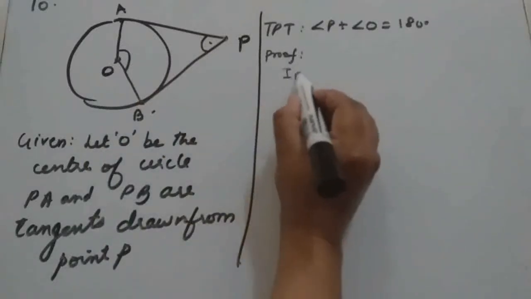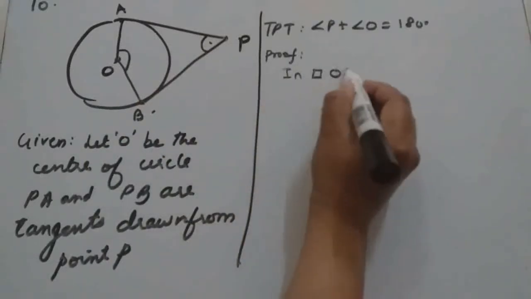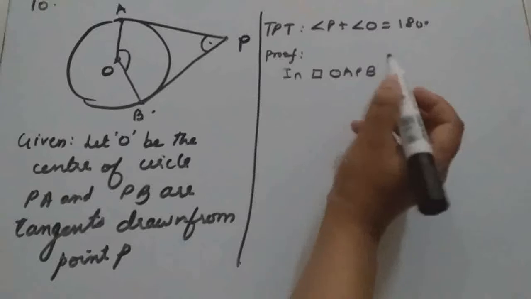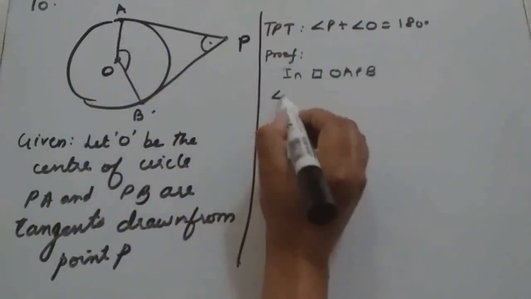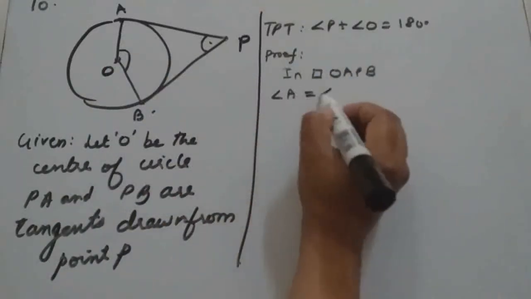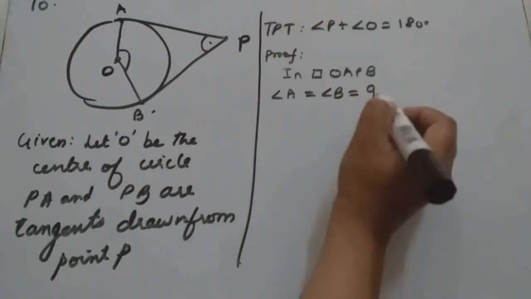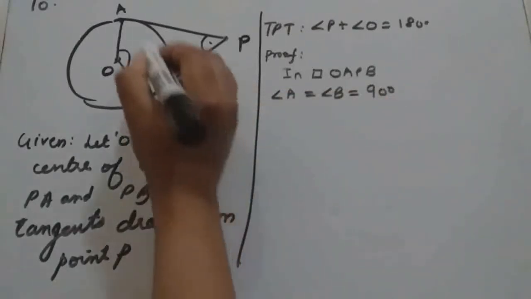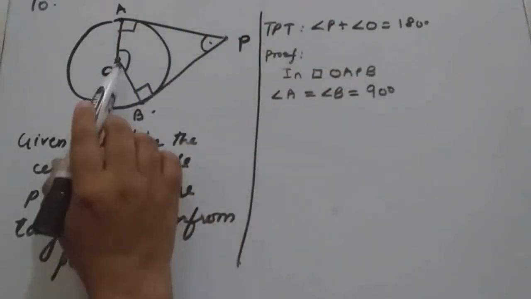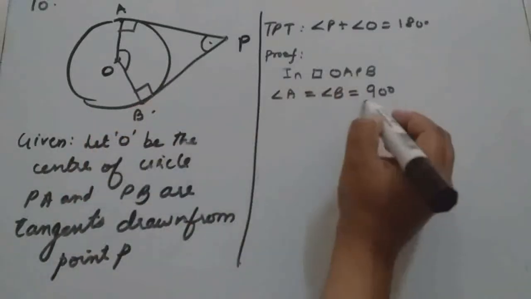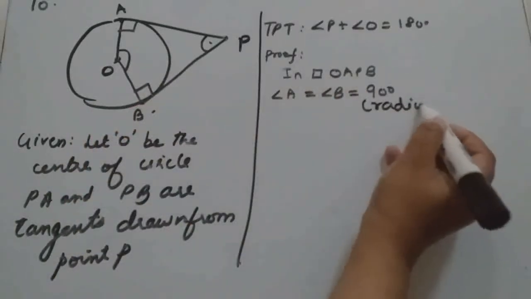In quadrilateral OAPB, angle A, angle B is 90. Why? These two angles are 90. Why? Because radius and tangent. So by radius tangent theorem we can write.